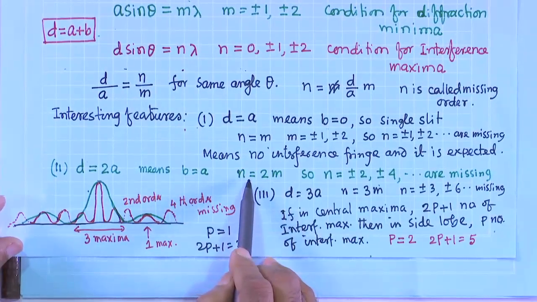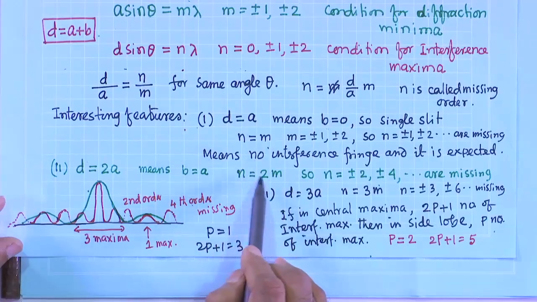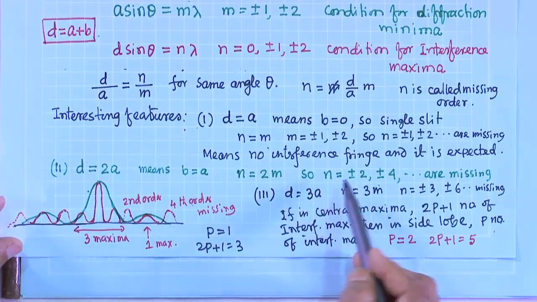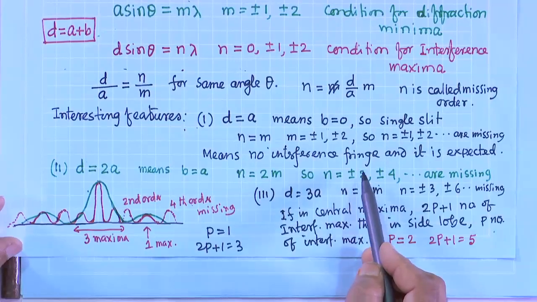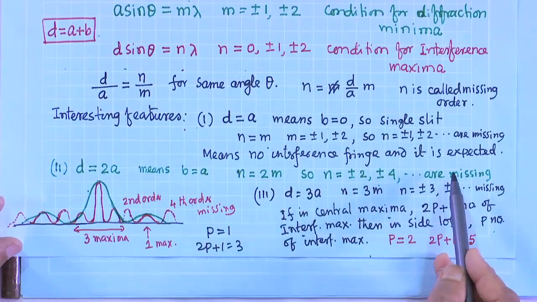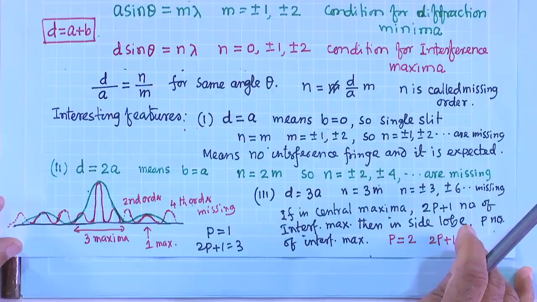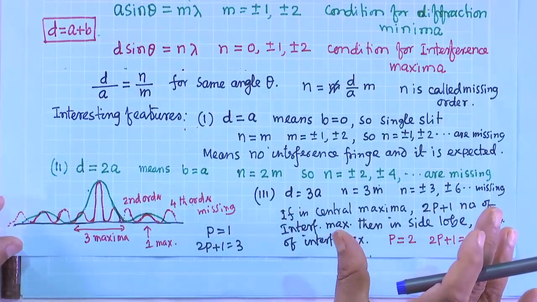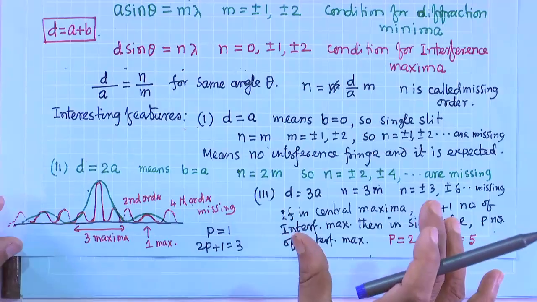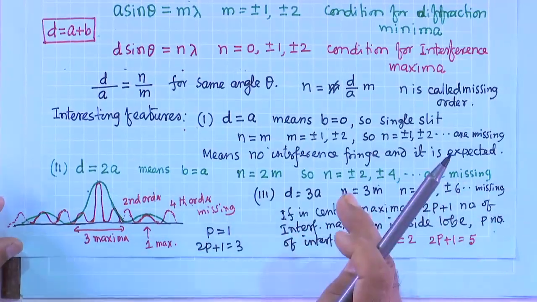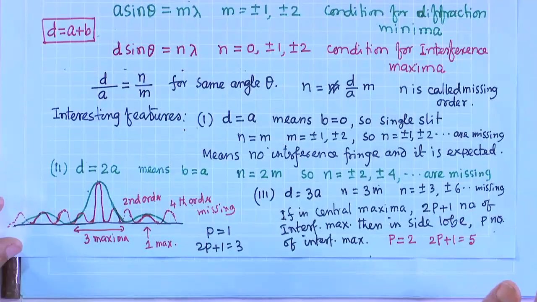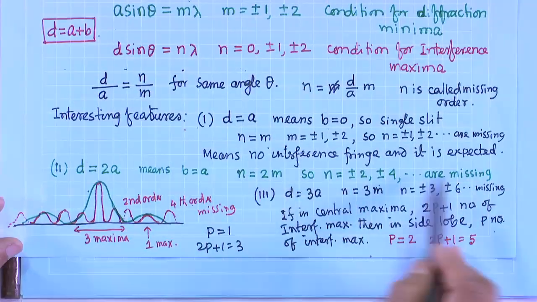Okay. So, when d equal to 2a, that means b equal to a. So, d by a will be 2. So, n equal to 2m. So, the missing orders will be second order, fourth order, sixth order. So, the interference maxima positions will be exactly at the position of the first diffraction minima, second diffraction minima, third diffraction minima. So, that is why they will be missing.